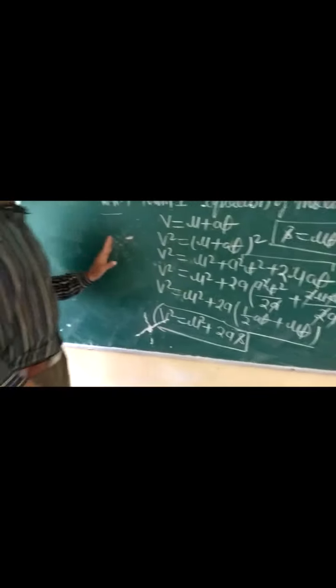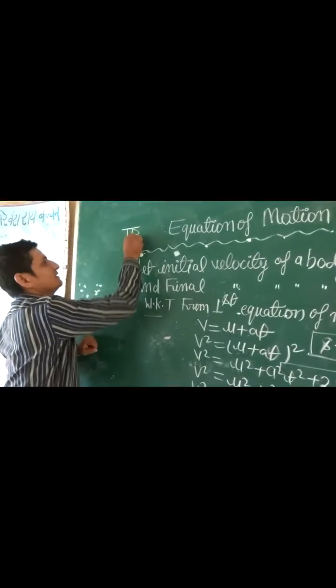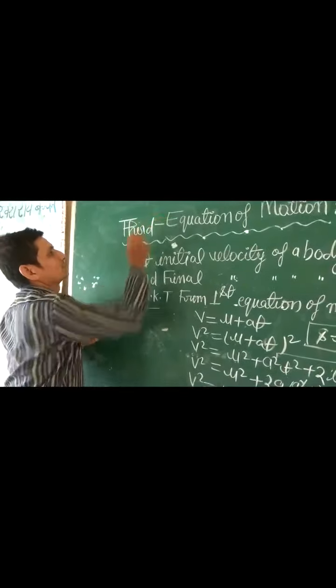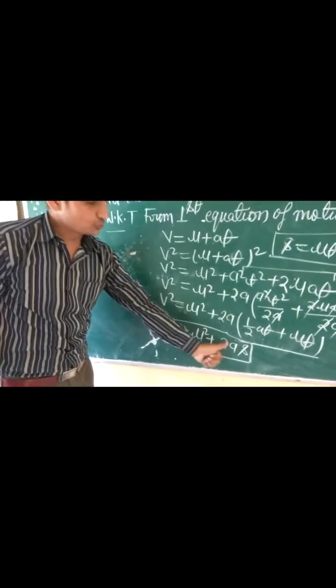So dear student, this is the proof of the third equation of motion: v square is equal to u square plus 2as.